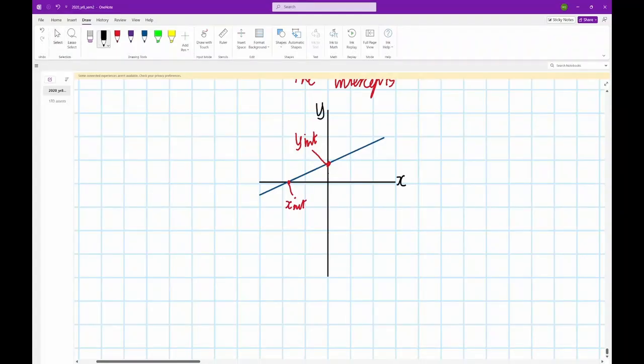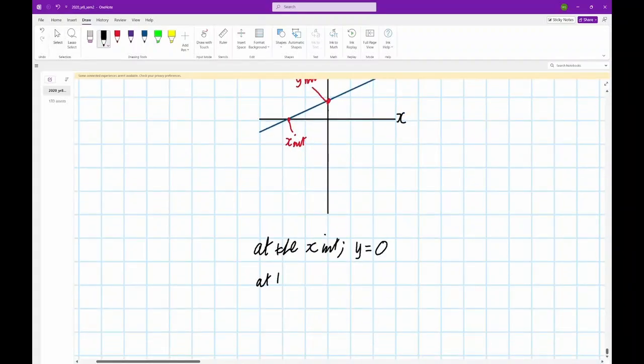So let's go through it. At the x-int, or x-intercept for short, y equals 0. And then at the y-int, guess what x equals? It also equals 0. And so that is going to help us when it comes to doing some questions, which we will now go into.